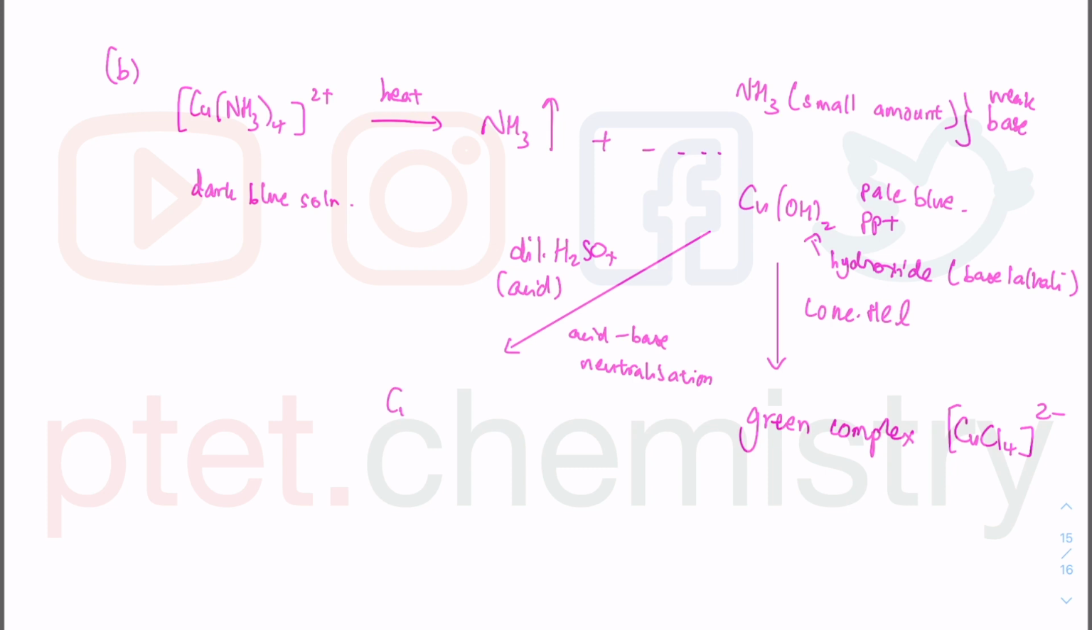So you will get a salt, which is copper sulfate, and you get water. Of course, there's no balanced equation here; that is left up to you to do. Okay, so this reaction forms a colored copper complex. This is not the complex.